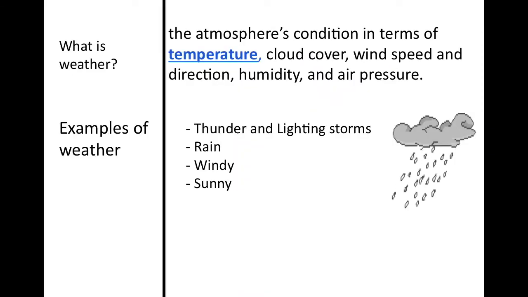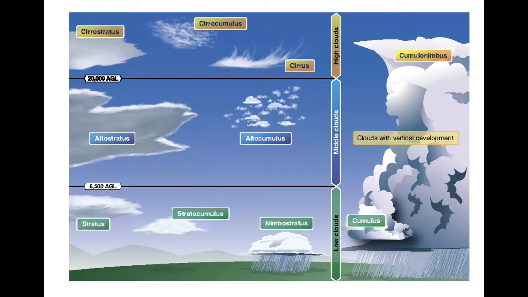Now, what is weather? Weather is the atmosphere's condition in terms of temperature, cloud cover, wind speed and direction, humidity, and air pressure. Some examples of weather are storms that include thunder and lightning. We also have rain. Maybe it's really windy, and it could also be sunny. So these are some examples of weather. We see a lot of clouds.